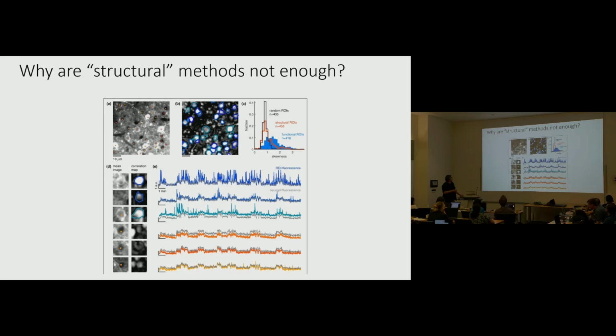OK, so let's try to understand the differences between the types of ROIs that we get here and the types of ROIs we get here. Well, the first difference is a little bit of a circular thing, actually, which is that the functionally determined ROIs have more functional activity, which we quantify by skewness.